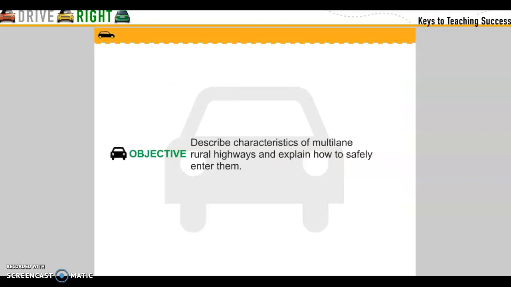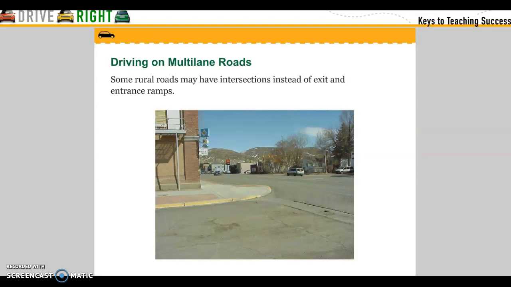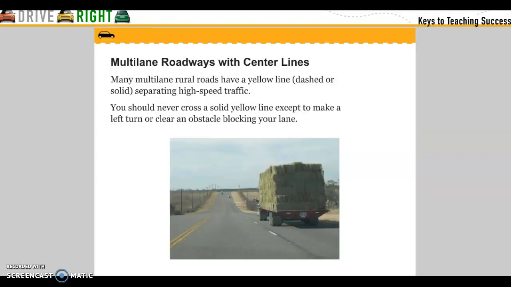Objective: Describe characteristics of multi-lane rural highways and explain how to safely enter them. Driving on multi-lane roads. Some rural roads may have intersections instead of exits and entrance ramps. Multi-lane roadways with center lanes. Many multi-lane rural roads have a yellow line, dashed or solid, separating high-speed traffic. You should never cross over a solid yellow line except to make a left turn or clear an obstacle blocking your lane.